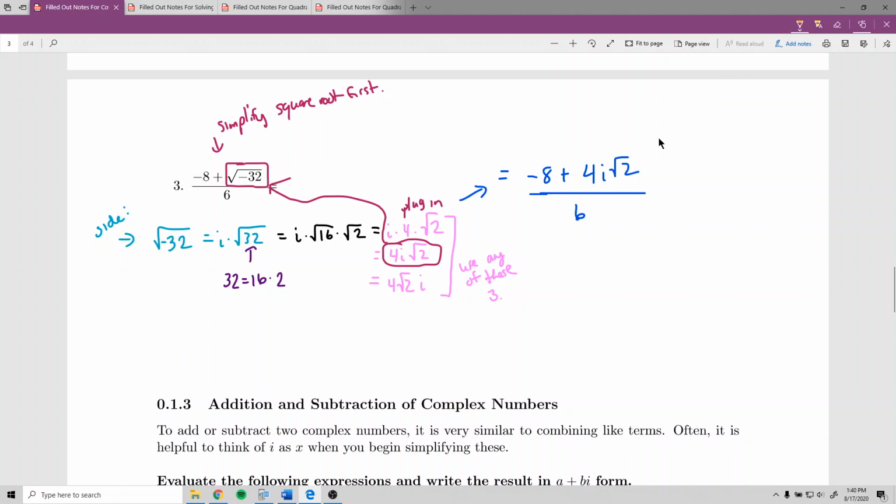Now what we want to do is split up the fraction because we want a plus bi form, which means if we have fractions, we can have a fraction in each part, but not on the whole thing. So we want to split up the fraction, meaning we're going to put the -8, the thing in front, over 6, and then plus the thing in back, 4 times i times the square root of 2 over 6.